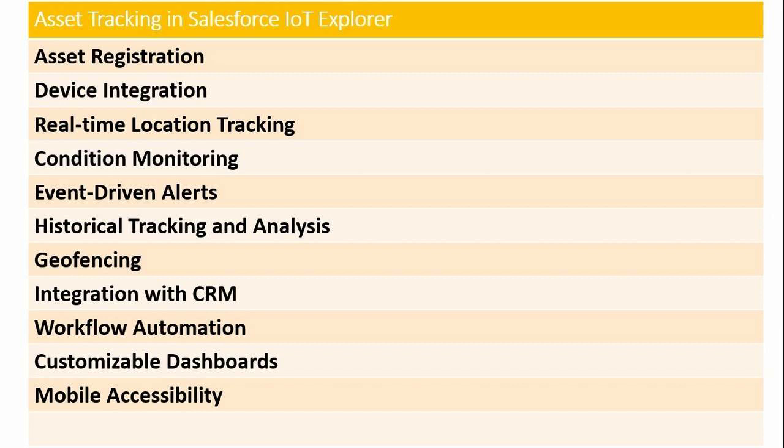Geofencing. Overview. Defining geographical boundaries to track asset movement. Details. Geofencing allows organizations to set virtual boundaries on maps. When assets equipped with IoT devices cross these boundaries, it triggers events or alerts, facilitating better control and monitoring.